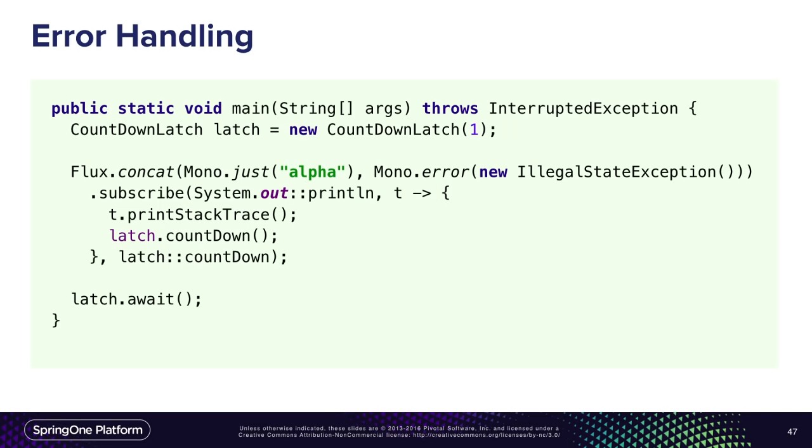We consume it, that's the first parameter, so system out, print line. We specify an action that we're going to take if there's an error. So we take T, the throwable that might be emitted, and we say, I want to print the stack trace from that, and then I want to decrement my latch. And we also provide a complete step. So if everything works normally, I still need to release my latch so that when I get to latch await at the end, it knows that everything's good. We're all finished, everybody's on the same thread, we're happy.